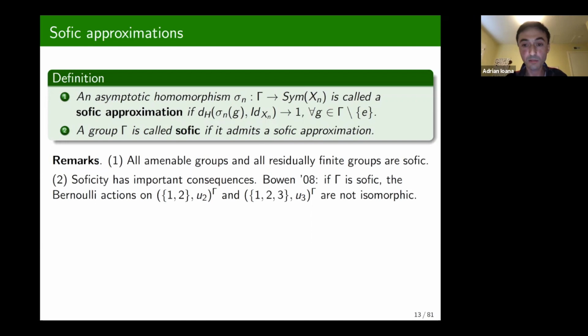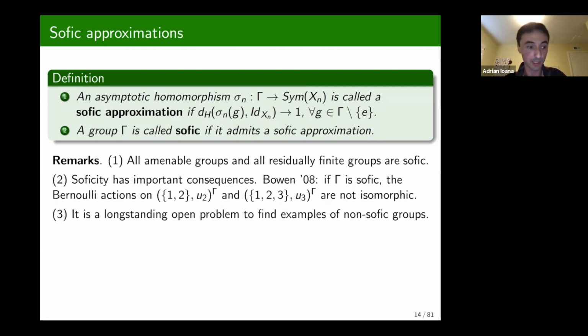And I will mention here just one result, which is very easy to state, and is due to Lewis Bowen, who showed, for instance, a much more general result, but he showed that if gamma is a sofic group, and you look at the Bernoulli shift action on the 2 full shift or the 3 full shift, so you look at {1,2} with the uniform measure assigning 1/2 to each point, or {1,2,3} with the uniform measure, and you take these spaces to the power gamma, then the resulting Bernoulli actions are not isomorphic. And I'm mentioning this because this is not known without the soficity assumption. And so this brings me to the third remark, which is that it's still open to find examples of non-sofic groups, but it's believed that such examples should exist.